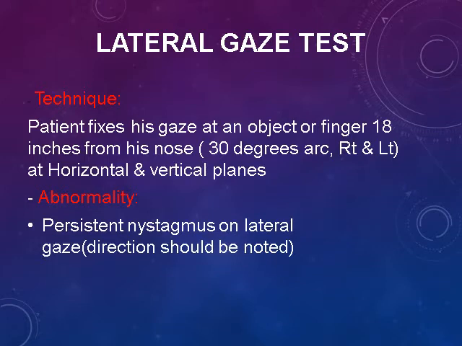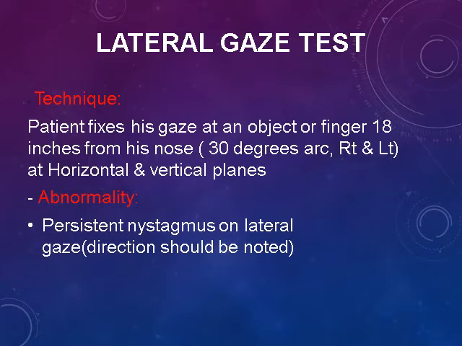The next test is the gaze test. How do we perform it? The technique is that the patient fixes his gaze at an object or the examiner's finger, 18 inches from his nose, 30 degrees to the right and 30 degrees to the left, at horizontal planes, and then we also test at vertical planes up and down. يبقى يمين وشمال 30 degrees by the examiner's finger, and the patient has to fixate his gaze on your finger that is 30 degrees, to the right, to the left, and then on the vertical plane. Normally there will be no nystagmus.